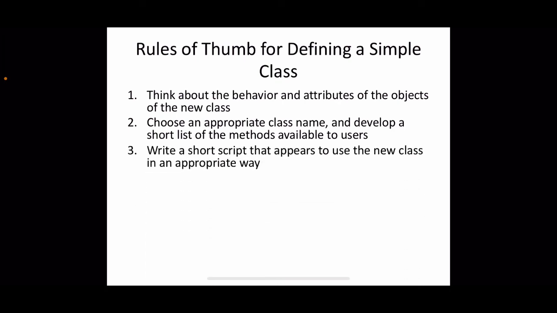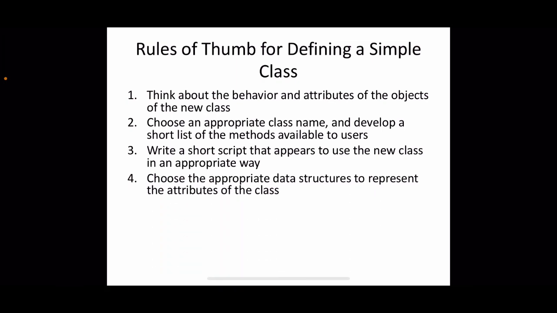Then write a short script that appears to use the new class in an appropriate way. Choose the appropriate data structure to represent the attributes. So what are the different attributes? What type of data type should be used, what data structure should be used. Just for example, if you are taking the case of a person class, you can have a set of attributes like name of the person, address of the person, like that, right? Yeah, name we can use as a string, or address we can use as a list, depending on the type of attribute, we have to choose the appropriate data structure.